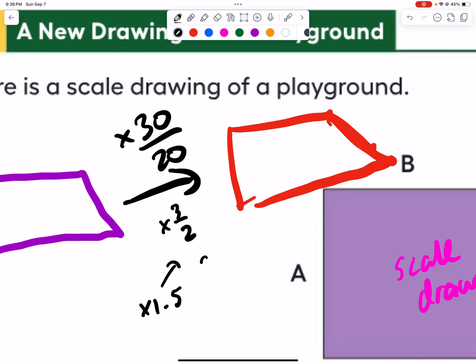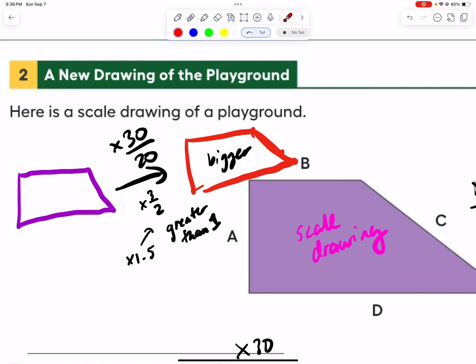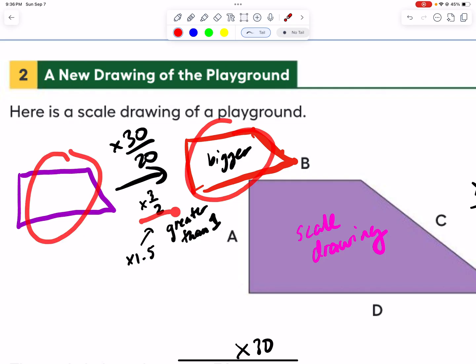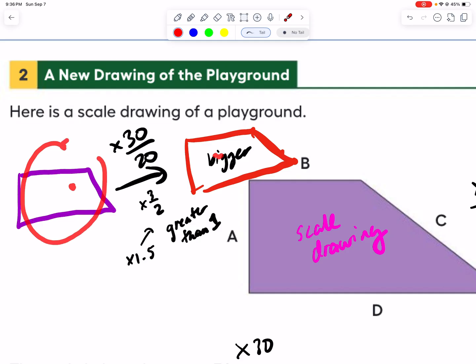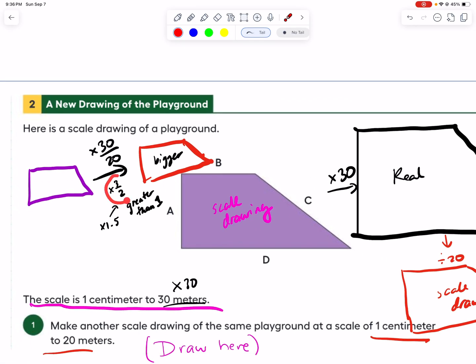This scale is greater than 1. That means that this one is bigger. Both of these are scale drawings, and guess what? Since they have a common scale factor and they have corresponding sides and congruent corresponding angles, these are also scale copies. These two scale drawings are scale copies of each other. So I want you to realize that we're multiplying by 3 over 2. It's getting bigger. I mean, the red one, the scale of 1 to 20 meters, is bigger than the original one, than this one.